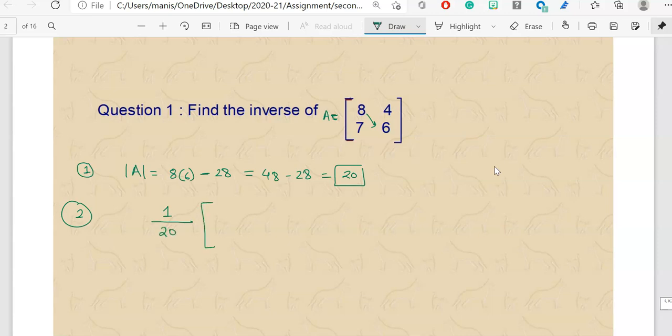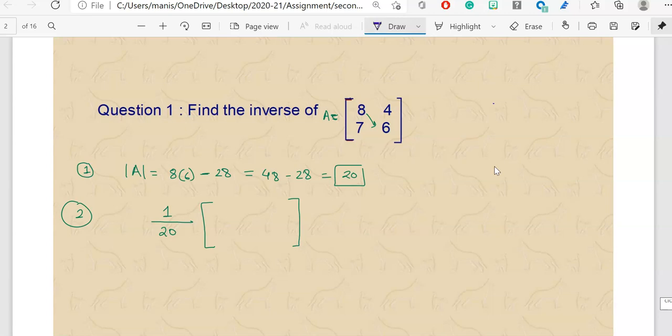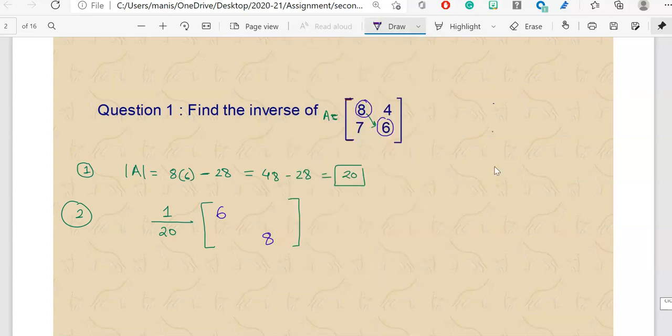Okay. Now I will do step number 3 and step number 4 in this step over here. Step number 3 said that you change the position of 8 and 6. So 6 will come over here and 8 will come over here. Now we are at the last step, step number 4. Step number 4 says change the sign of B and C. So B is my 4, which will change to negative 4. This is my 7, it will change to negative 7. So this is the inverse of matrix A. So this is your answer over here.